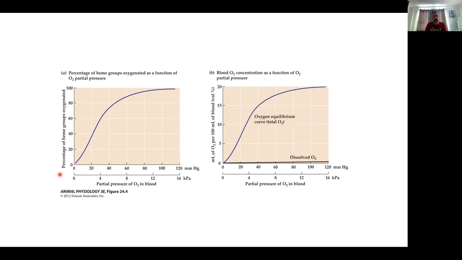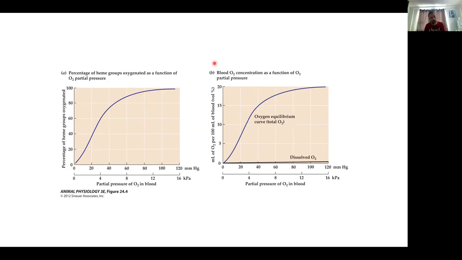So for a single hemoglobin, it could be 1 out of 4, 2 out of 4, 3 out of 4, or 4 out of 4, right? 25, 50, 75, or 100%. But as we start to add those up, we can get intermediate percentages in there. But basically the idea is that we have this sigmoid or S-shaped curve, where percentage saturation increases with partial pressure, but not linearly.